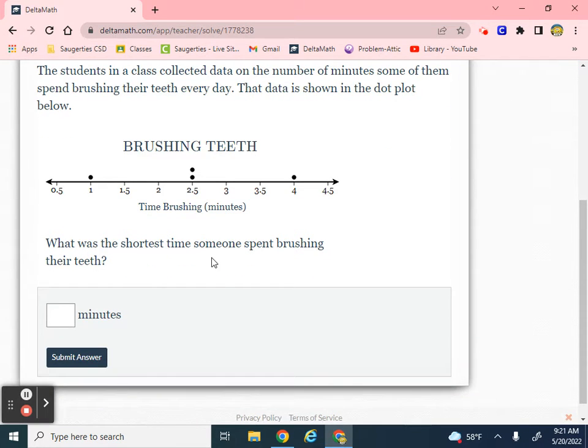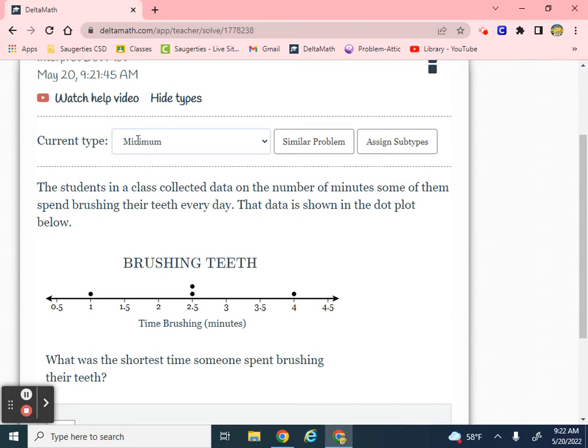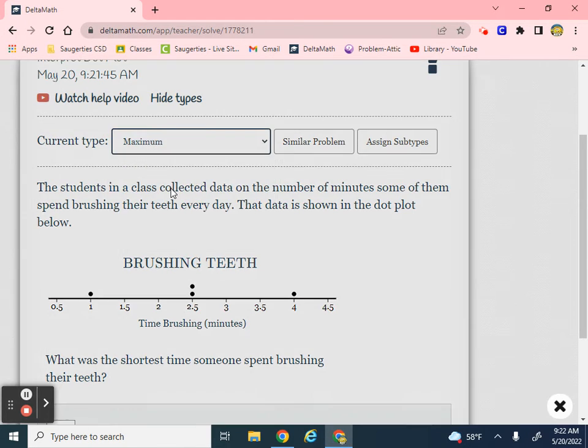This one, again, not really hard, but easy to make a mistake. What's the shortest time someone spent brushing their teeth? See how the number line goes to 0.5? That's not the shortest time. That's just the smallest number on the number line. What's the shortest time? 1. Okay. I'm not even going to submit that one because I think we're good with that. 1. So that's called the minimum.